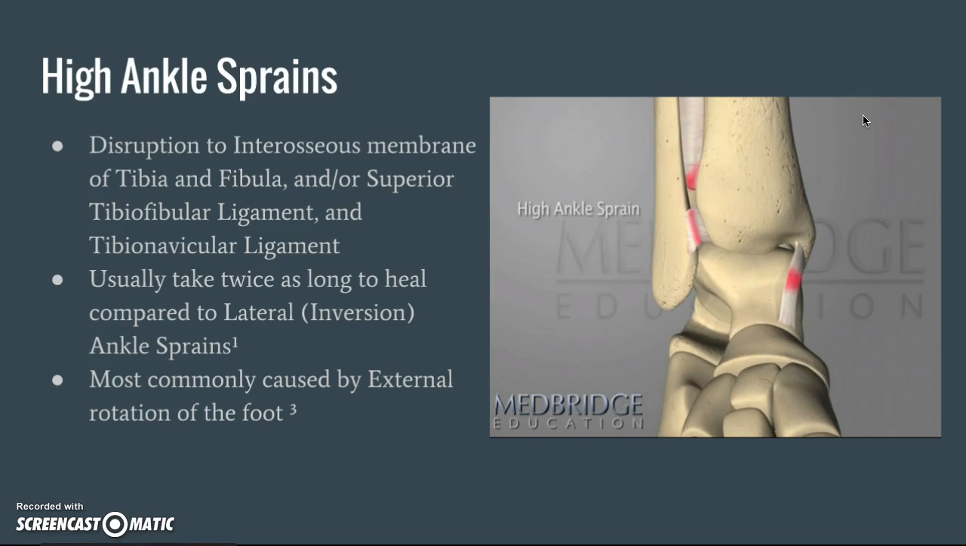High ankle sprains is a disruption to the interosseous membrane of the tibia and fibula, and/or the superior tibiofibular ligament and the tibionavicular ligament. All three of those are shown in the picture on the right.